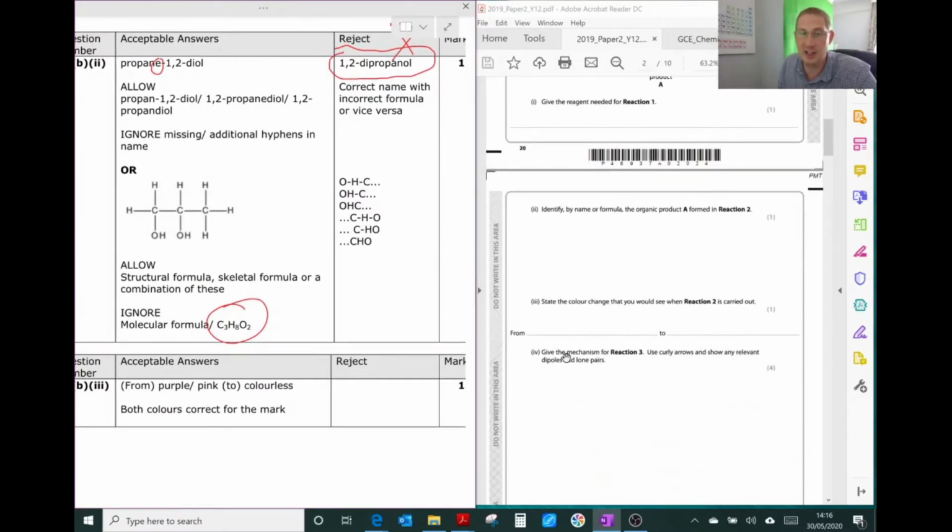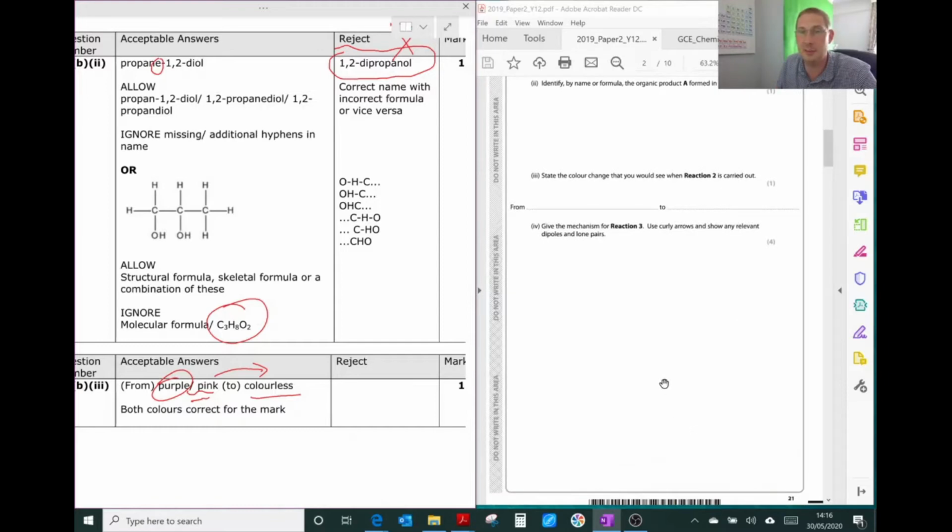State the colour change you would see when reaction 2 is carried out. Well, you are using up the potassium manganate(VII). The potassium manganate is a bright purple colour in high concentrations, pink when it's in lower concentration, and as it's used up, you end up with a colourless solution. Not clear, colourless, remember that. So purple or pink to colourless.